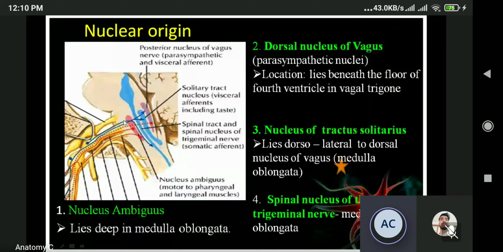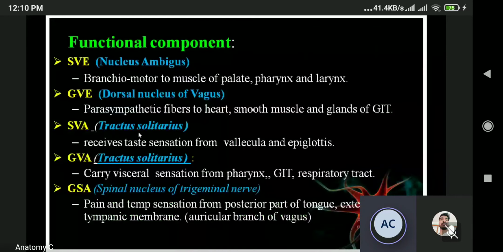The first thing is you have to remember the nuclei, and then it will be easy for you to mention the functional components. Now see, I've already told you the nucleus ambiguus is special visceral efferent, the dorsal nucleus of the vagus is the parasympathetic outflow, general visceral efferent, and the tractus solitarius is special visceral afferent. Now this one is the spinal nucleus of the trigeminal nerve. We have the general somatic afferent, and this is receiving the pain and temperature sensation from the GIT part, from the tongue, from the ear, from the tympanic membrane. So we include the spinal nucleus of the trigeminal nerve over here also.